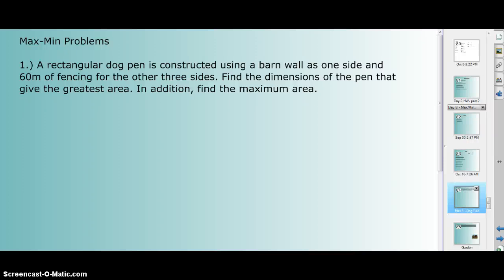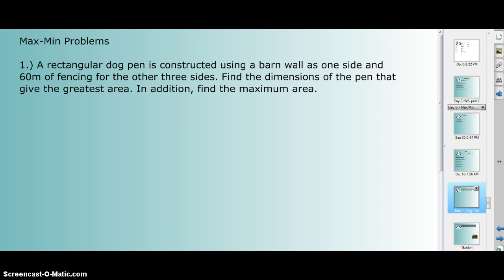We are now going to do some max-min word problems. These are really neat. Yep, I'm using the word neat, that they're going to use all the skills we've been doing this chapter and are actually something you would be thinking about in the real world. So the first one, we're going to make a rectangular dog pen. It's going to be on the side of a barn using materials you already have.